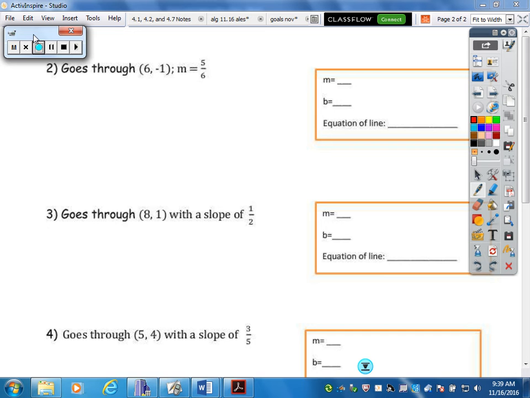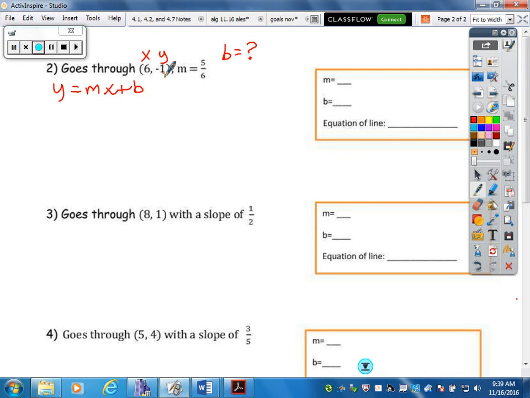Number 2 says this line goes through the point (6, -1) and the slope is 5/6. So again, we have our x value, our y value, and our m value. But what's missing here that we're going to need is b. We don't know b, so we need to go find b. So let's input the information that we do have and then solve down for b.